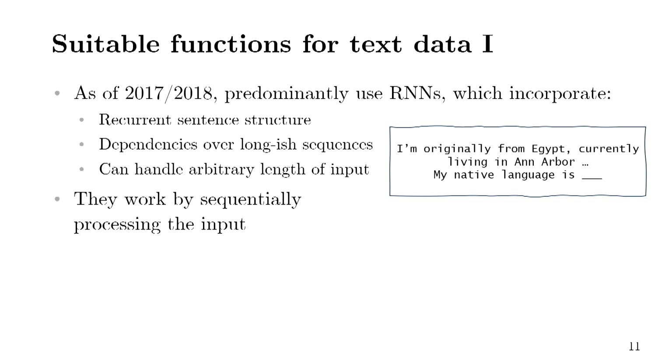For example, in this text, it says, I'm originally from Egypt, currently I'm living in Ann Arbor, and then a lot of yakking on, like a lot of text. And then at the very end, this person says, well, my native language is what? How do I predict that? How does the model predict that? In order to predict that, it needs to have incorporated that at the very beginning of my long paragraph, I said that I was Egyptian. So what follows should be Arabic. So that's what I mean by dependence on long sequences.